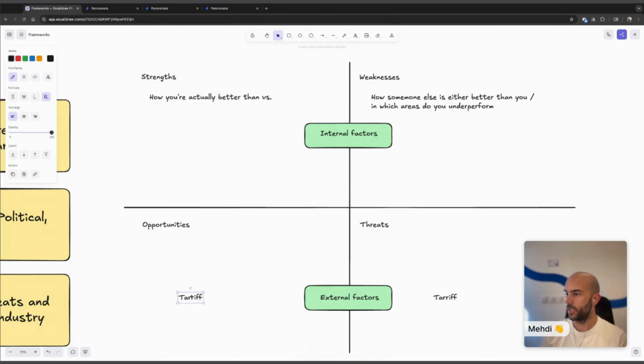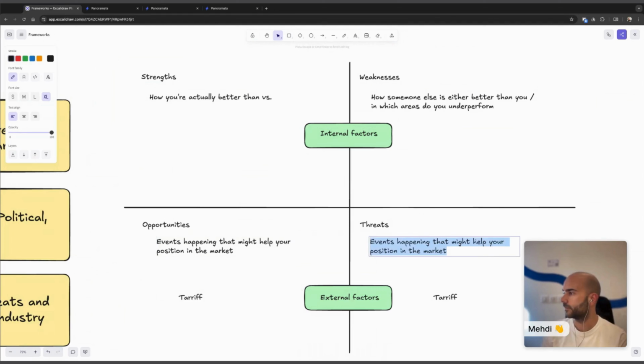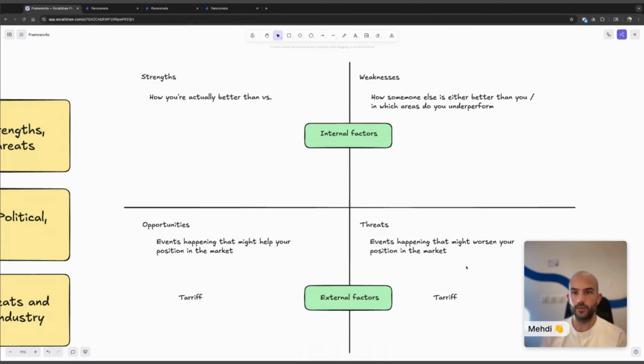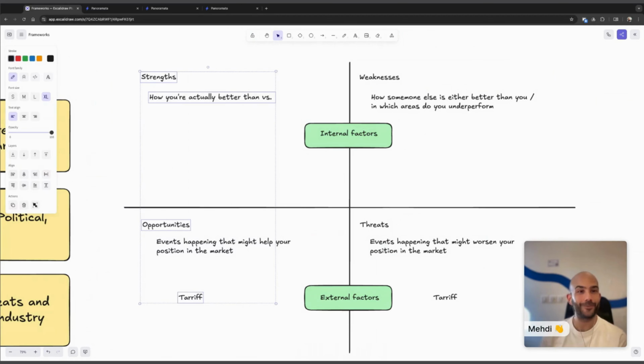And again, when we're looking at opportunities, it's the events happening that might help your position in the market. On the contrary, the threats are the ones that might worsen your position in the market. But again, when you're looking at the SWOT matrix, you have these 4 quadrants: strength, opportunities, weaknesses, and threat. This is a positive side of the matrix, things that are either helping you or where you're the best at. Weaknesses or threat is the bad side of the matrix.